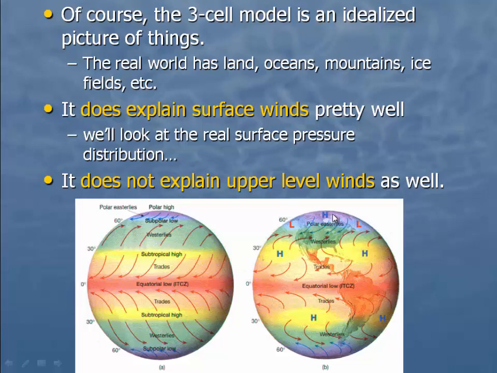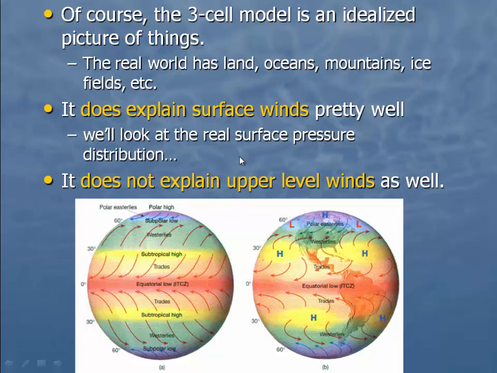Okay. Here's the actual. So here's our three-cell model with the assumptions made. If we throw in the land and tilt the Earth, this is on average what we get. So you can see polar easterlies come a little bit further south, but in general, our theory, our circulation with the assumptions, looks a lot like what we see in observations.